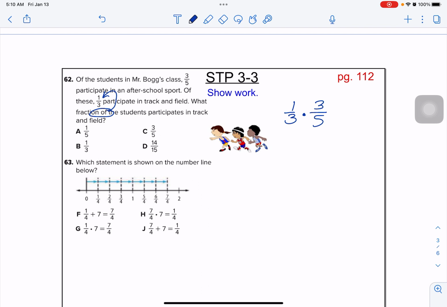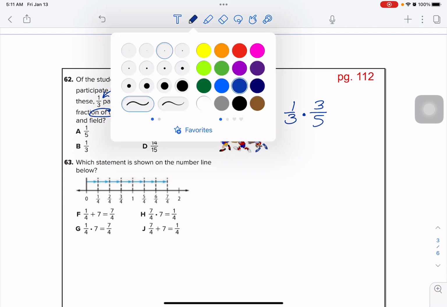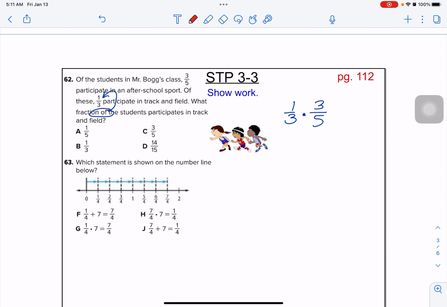Now we use the pre-simplifying or cross-reducing that we've been practicing. And if I take a look at this, the 3/3 would reduce to 1/1. So when I multiply across, I have 1 times 1 is 1, and 1 times 5 is 5. So my answer would be 1/5. So what that's really saying is, of all the students in Mr. Boggs' class, 1/5 of them participate in track and field.